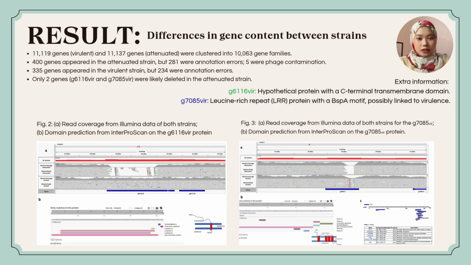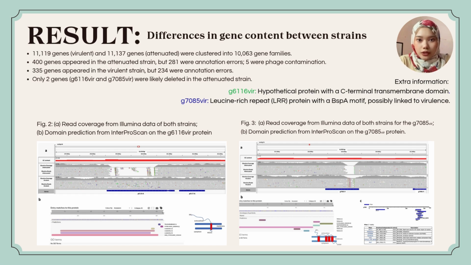Differences in gene content between the two strains. The gene content of the virulent strain is 11,119 genes, meanwhile the attenuated strain has 11,137 genes. 400 genes appeared unique to the attenuated strain, but most were annotation errors, while 5 were phage contamination. 335 genes appeared unique to the virulent strain, with 234 being annotation errors. Only 2 genes were likely deleted in the attenuated strain.